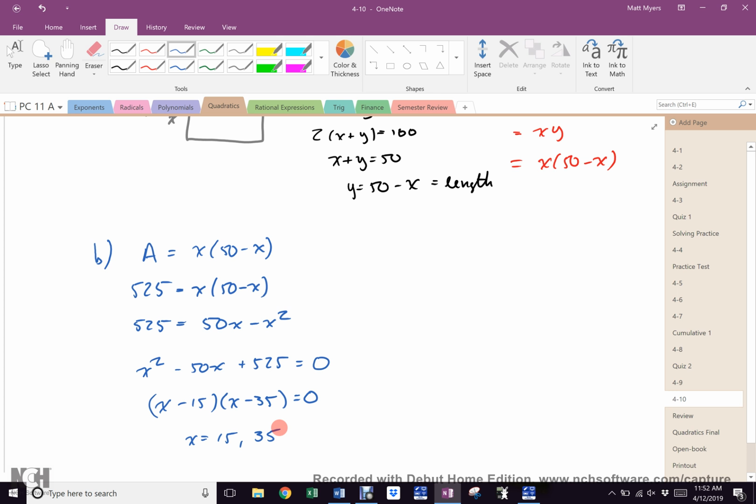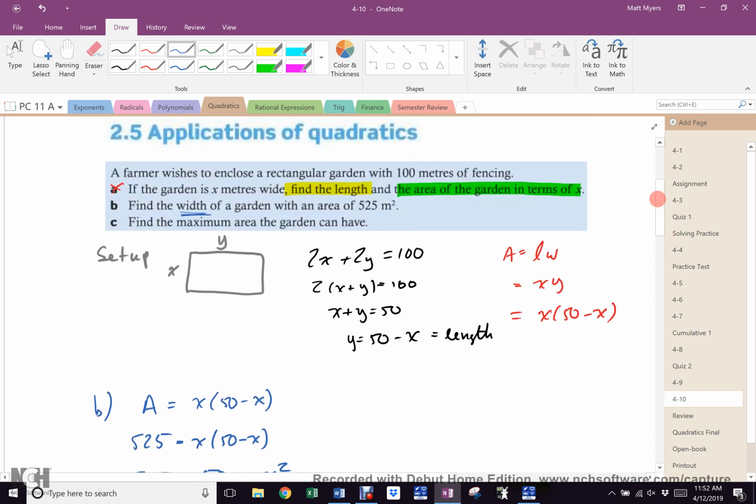Sure it does. Because I'm looking for the width, right? Right now, x could be 15 or 35, right? Which is it? If that's 15, that's 35. Are we cool? If I call this 35 and that 15, are we cool?